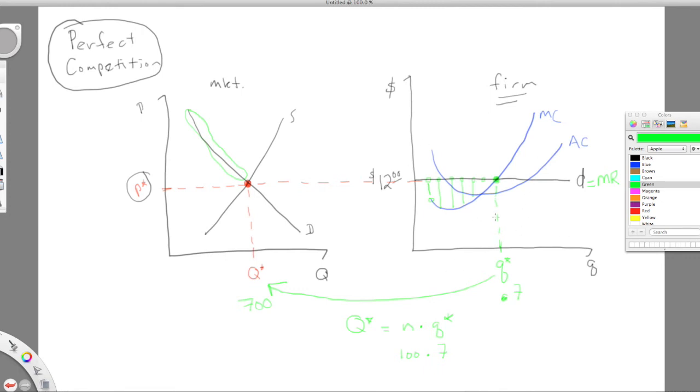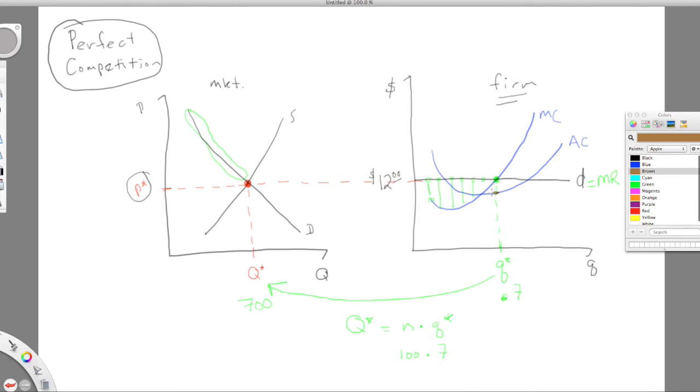Now the last thing we should add to this conversation is a discussion of profit. I'm going to switch colors one more time here, and I'm going to have you note that at our optimal quantity of 7, or Q star if we want to be more generic, we can calculate not only the price of the good, but also the average cost of the good. Well, we know marginal cost is equal to price too. We can calculate the average cost of the good.